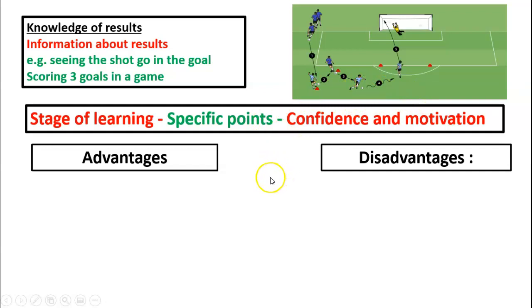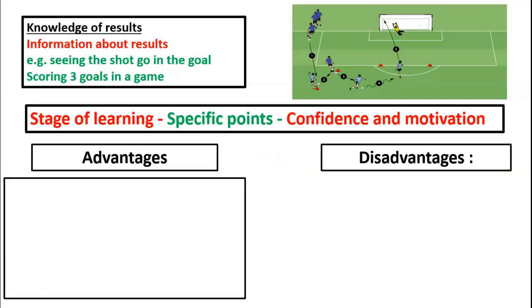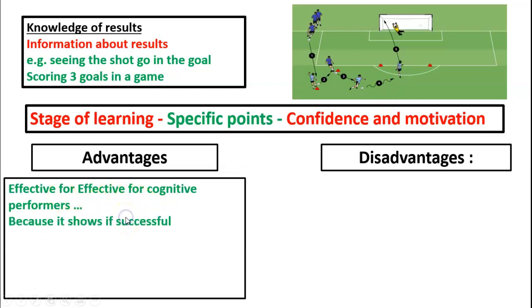So, we know we're going to talk about stage of learning. Why is knowledge of results vital for a cognitive stage learner? Well, the reason why it is so important for somebody who's just beginning is because if they don't get knowledge of results, e.g., seeing that ball go in the goal, they don't know if they're successful or not. It's the only way when you start performing things by seeing the outcome of the performance, e.g., the ball going to goal. It's the only way you know if you're successful. So it's effective for cognitive stage learners because it shows them if they are successful. Okay, so that is your first one there.